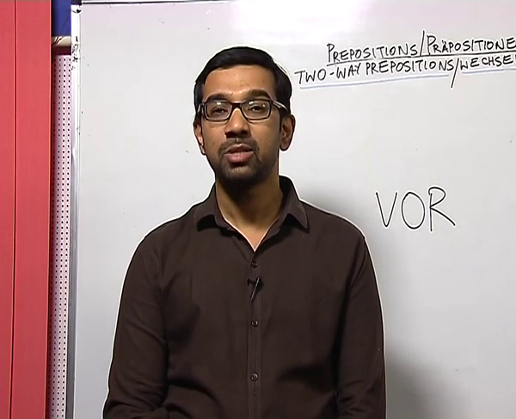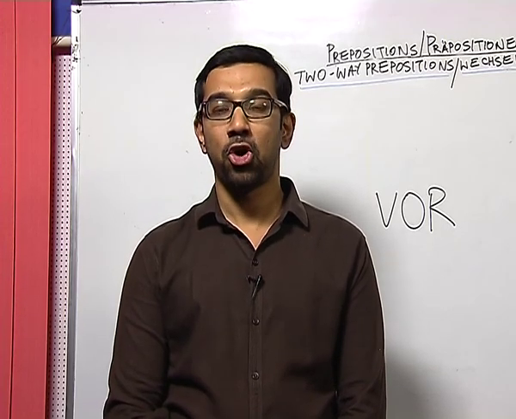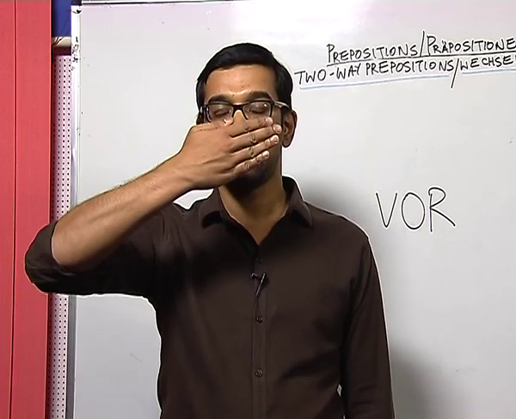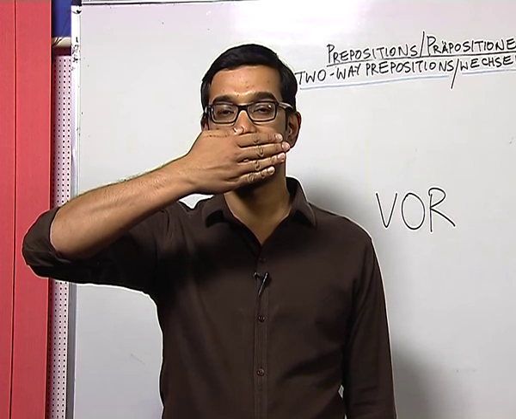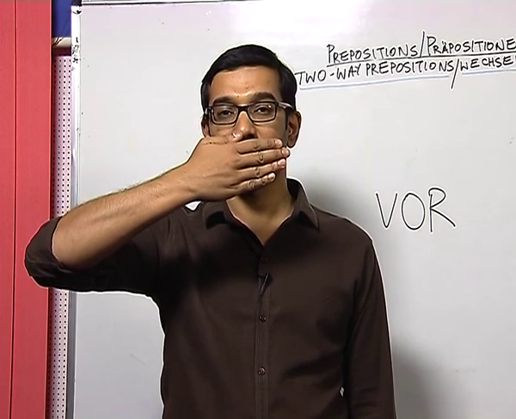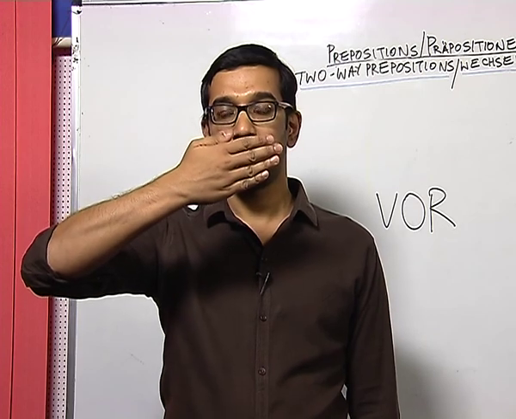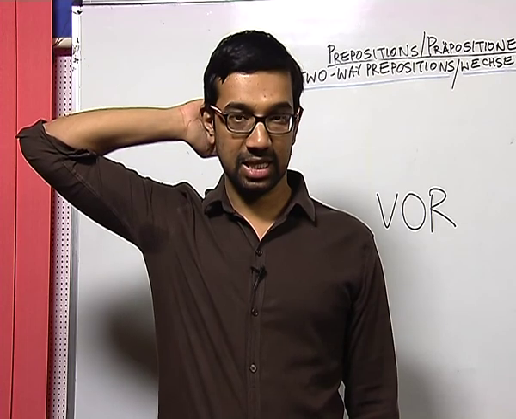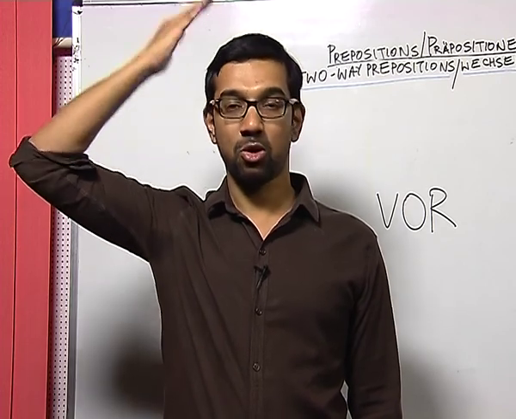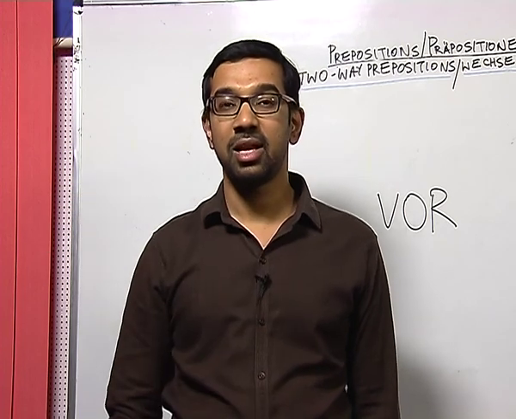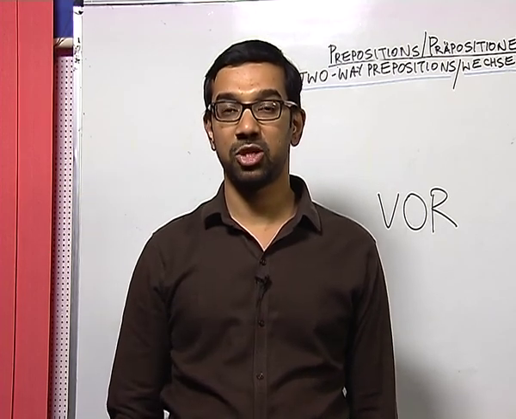Now, let us practice the preposition vor. Raise your hand. Keep it like this. This is vor, which means in front of. So, remember, this is vor and this is hinter. Hinter means behind. Vor means front. Let us practice this preposition once again.